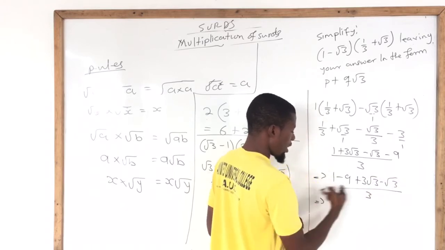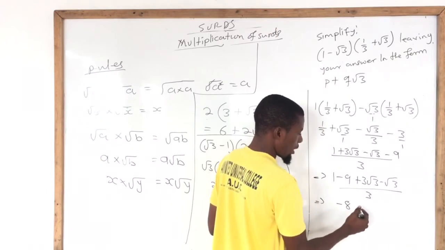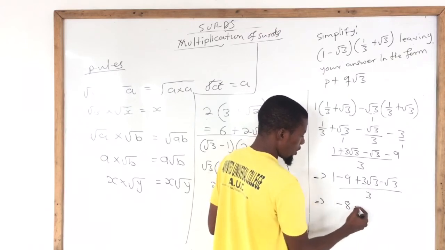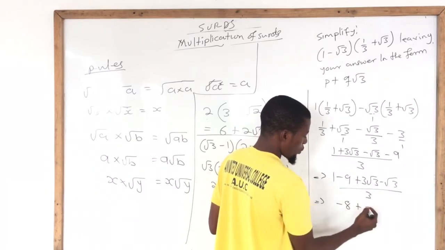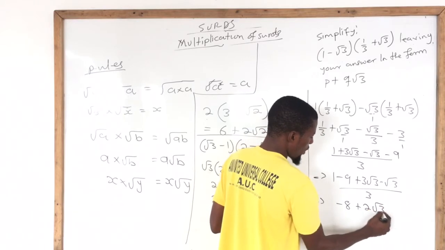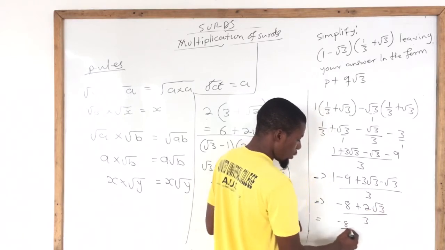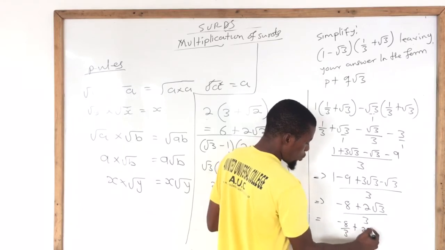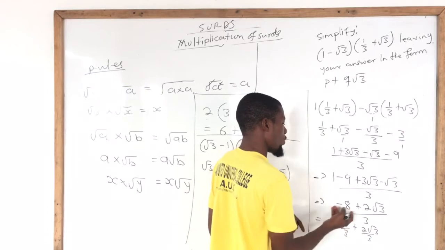So at the end, this is going to give me minus 8, right? So minus 8, and this is going to give me plus, 3 minus 1 will give me 2, so 2 root 3, all on 3. Now this is the same as minus 8 on 3 plus 2 root 3 on 3. Remember the 3 is for both of them.